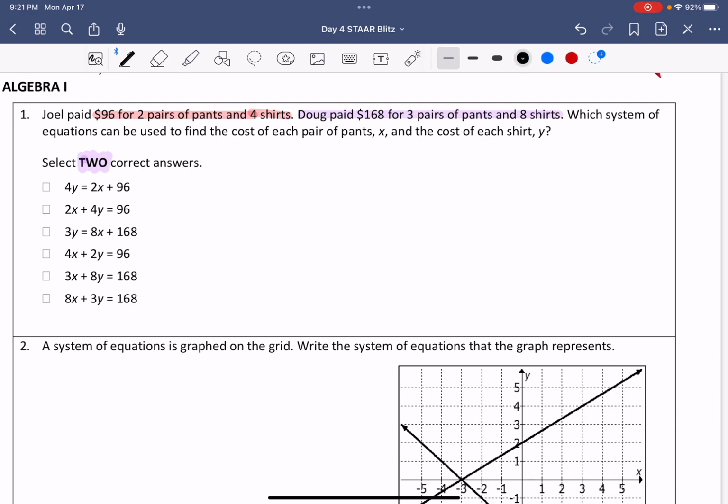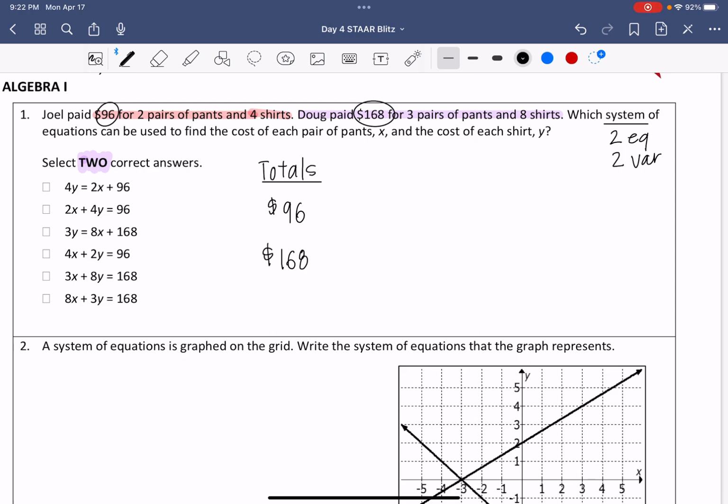So remember, with systems, when I'm making equations, I'm going to make them based off of the totals. Okay, so I'm looking for my 2 totals. And remember, when it's a system, I need 2 different equations and 2 different variables. Okay, so my first total is what Joel spent. Joel spent $96. And my second total is what Doug spent, which is $168.